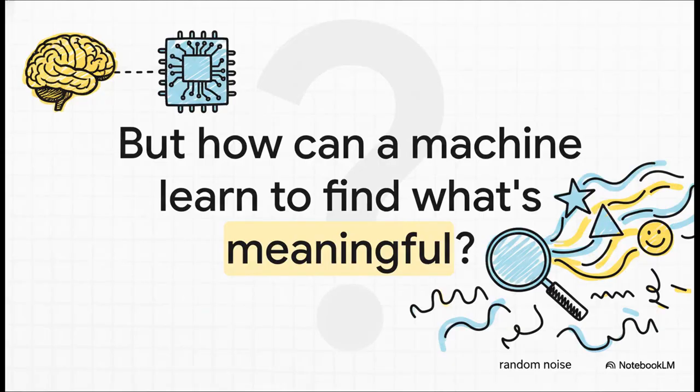So that's the big question, right? How can a machine, which is, let's be honest, just a bunch of circuits and code, how can it actually learn to tell the difference between a meaningful pattern and just random noise? That's exactly what we're going to unpack here.